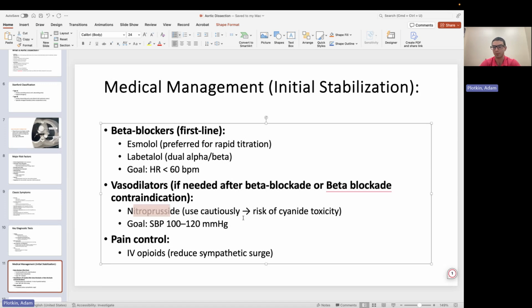We use it cautiously. Remember, nitroprusside is both an arterial and venous dilator. It's going to work really well to lower that blood pressure. We'll try to get that blood pressure between 100 to 120 systolic. Pain control, we can use IV opioids.